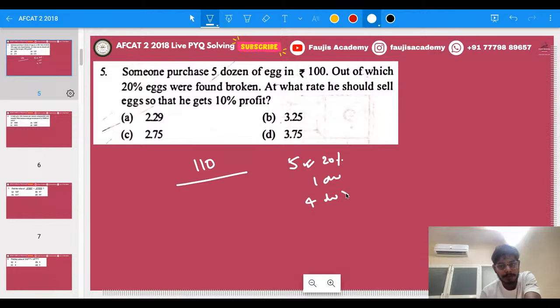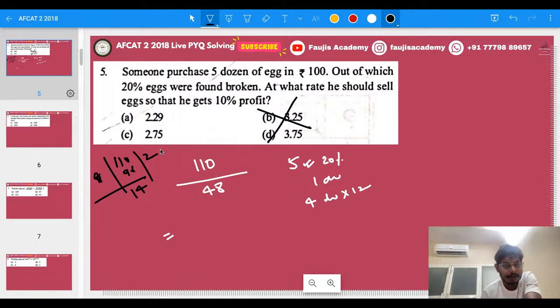4 dozen means 4 into 12. That means divided by 48. Now you tell me what is this value? It cannot be 3 times, right? It will only go 2 times, right? 110, 96, right? 48, 2 times over here 4, 1, right?